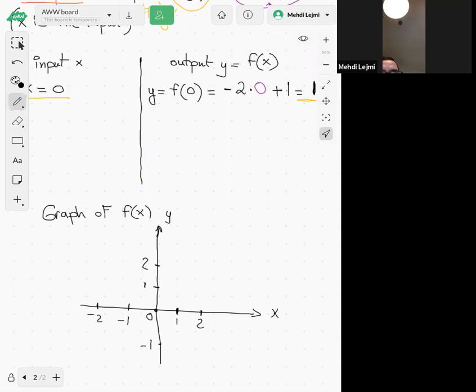So what's my first point? What I'm saying is that when x is 0, my output y is 1. So here's x equal to 0. If my input x is 0, then the output y is 1. You can just draw a vertical line, and you have to go to output y equal to 1. So here's my first point. Here's where y is equal to 1.